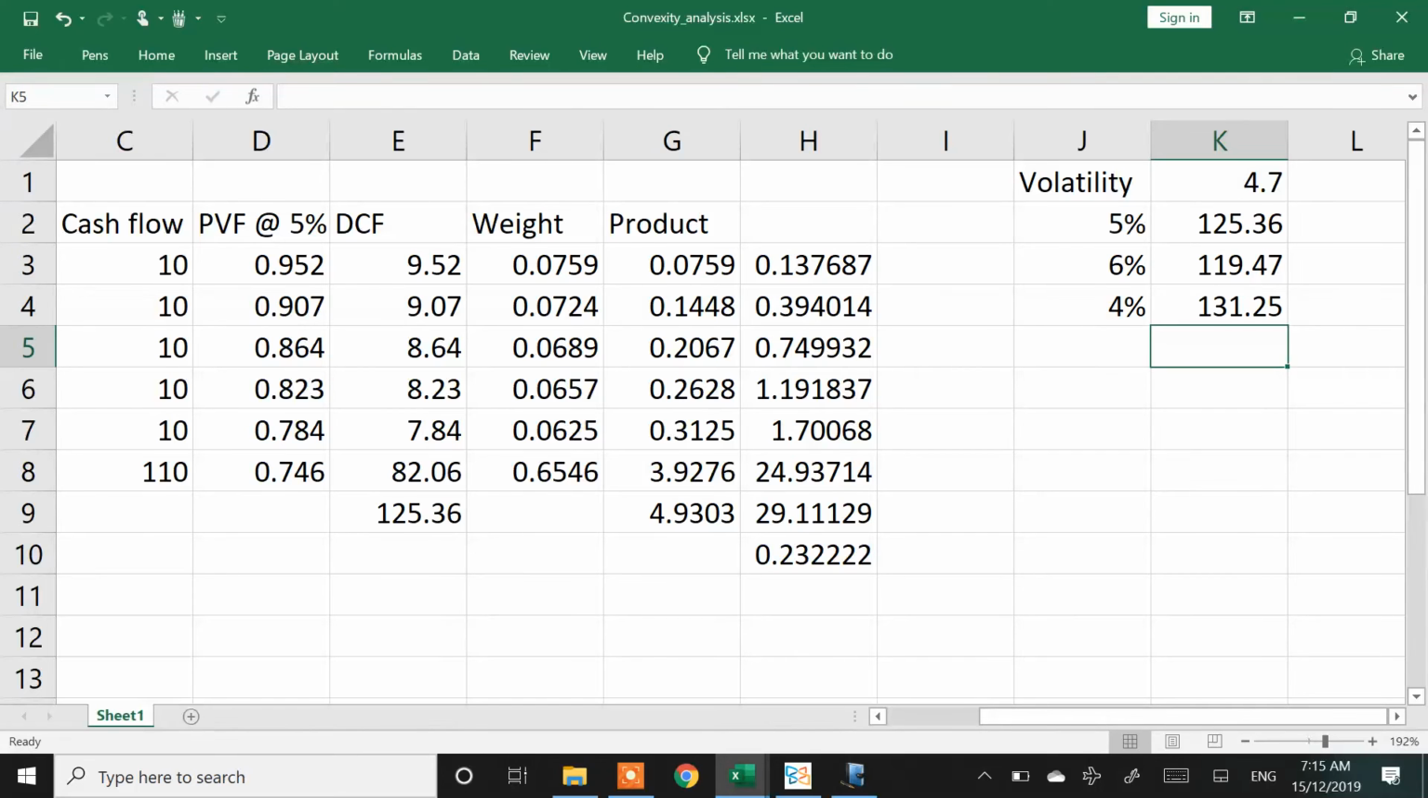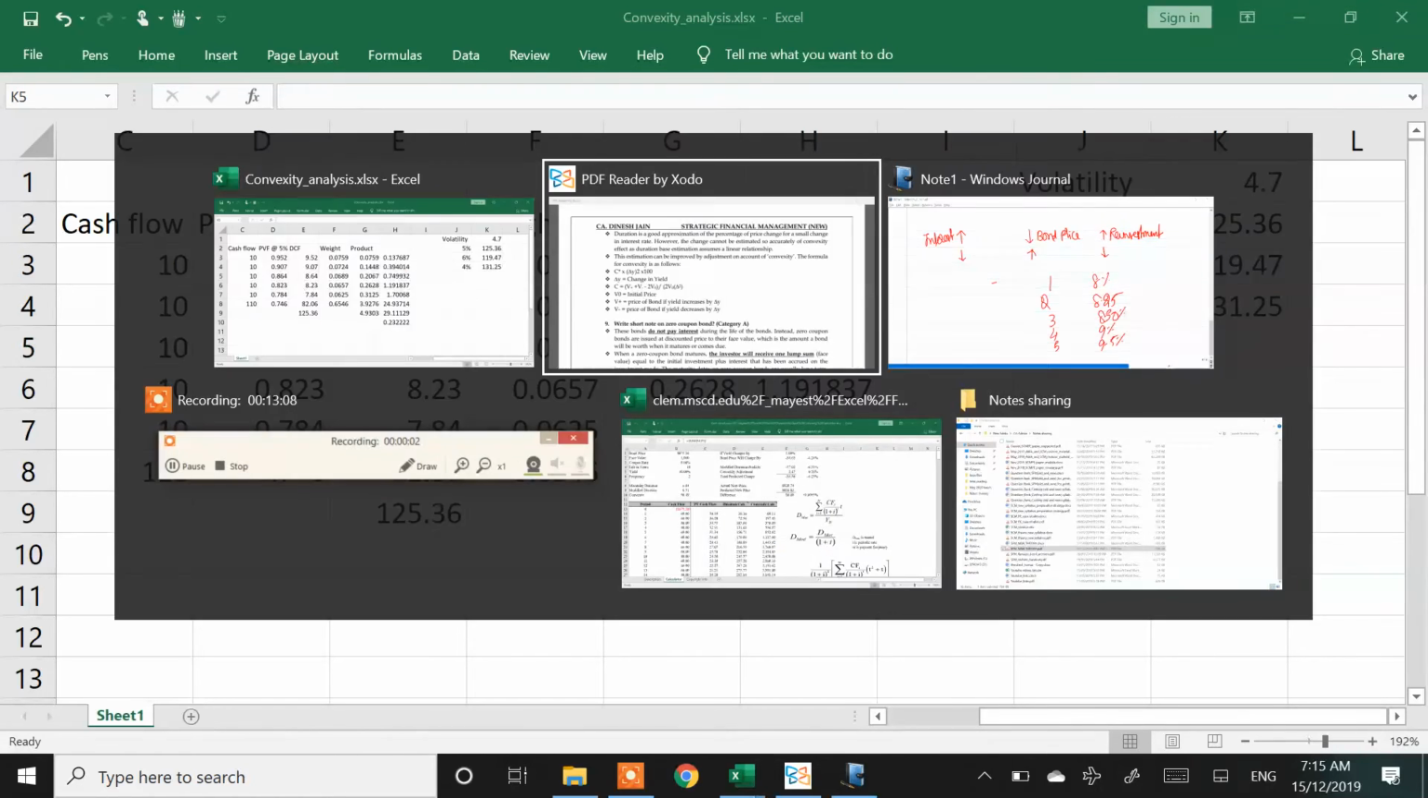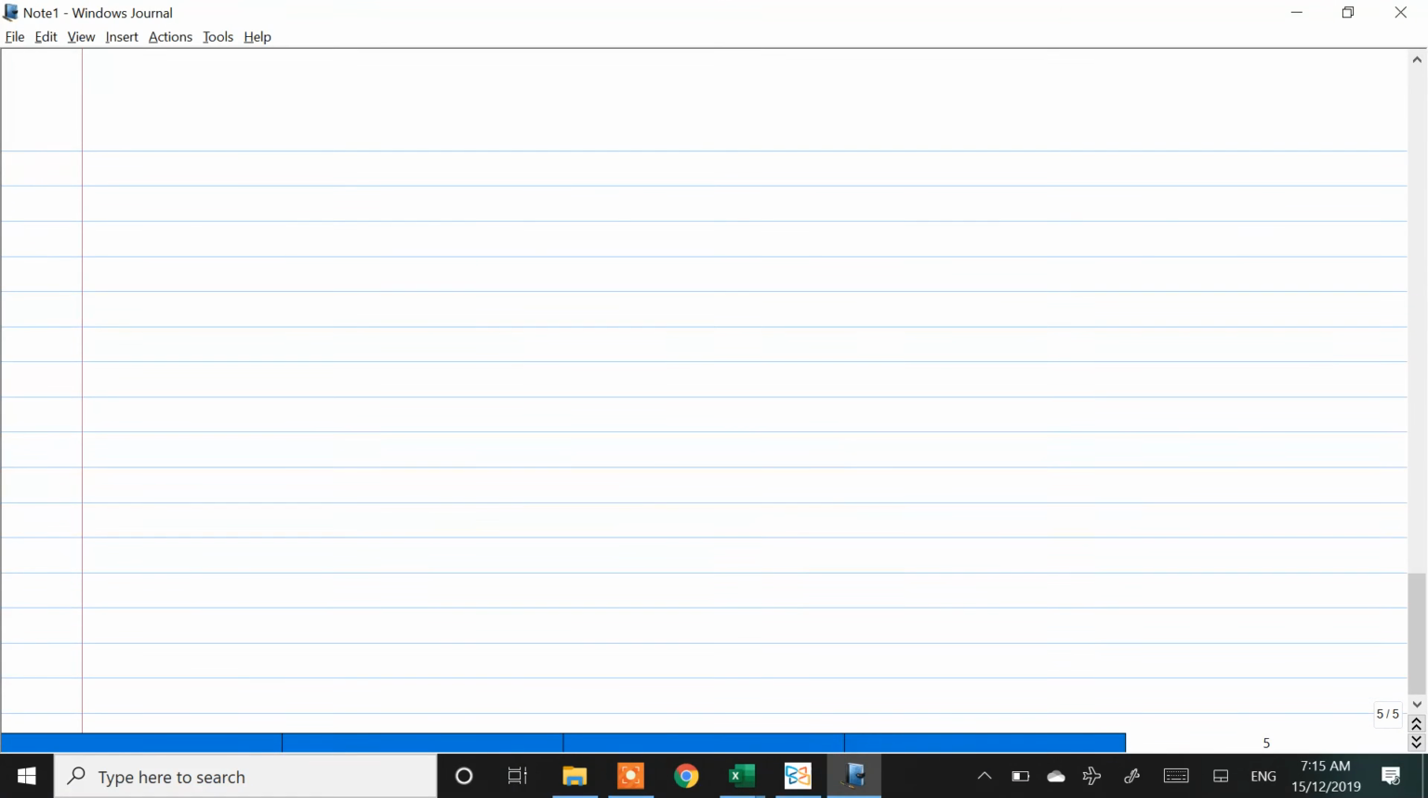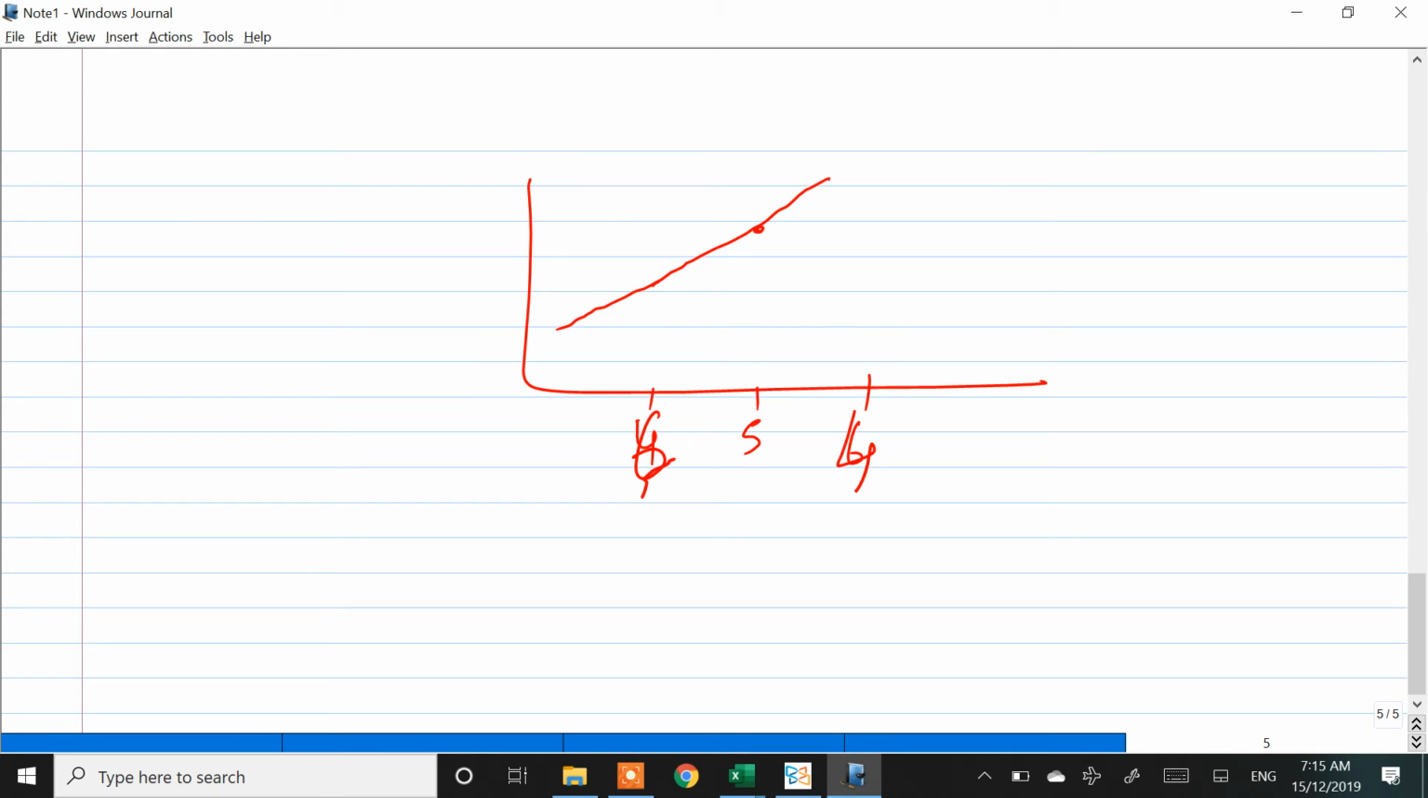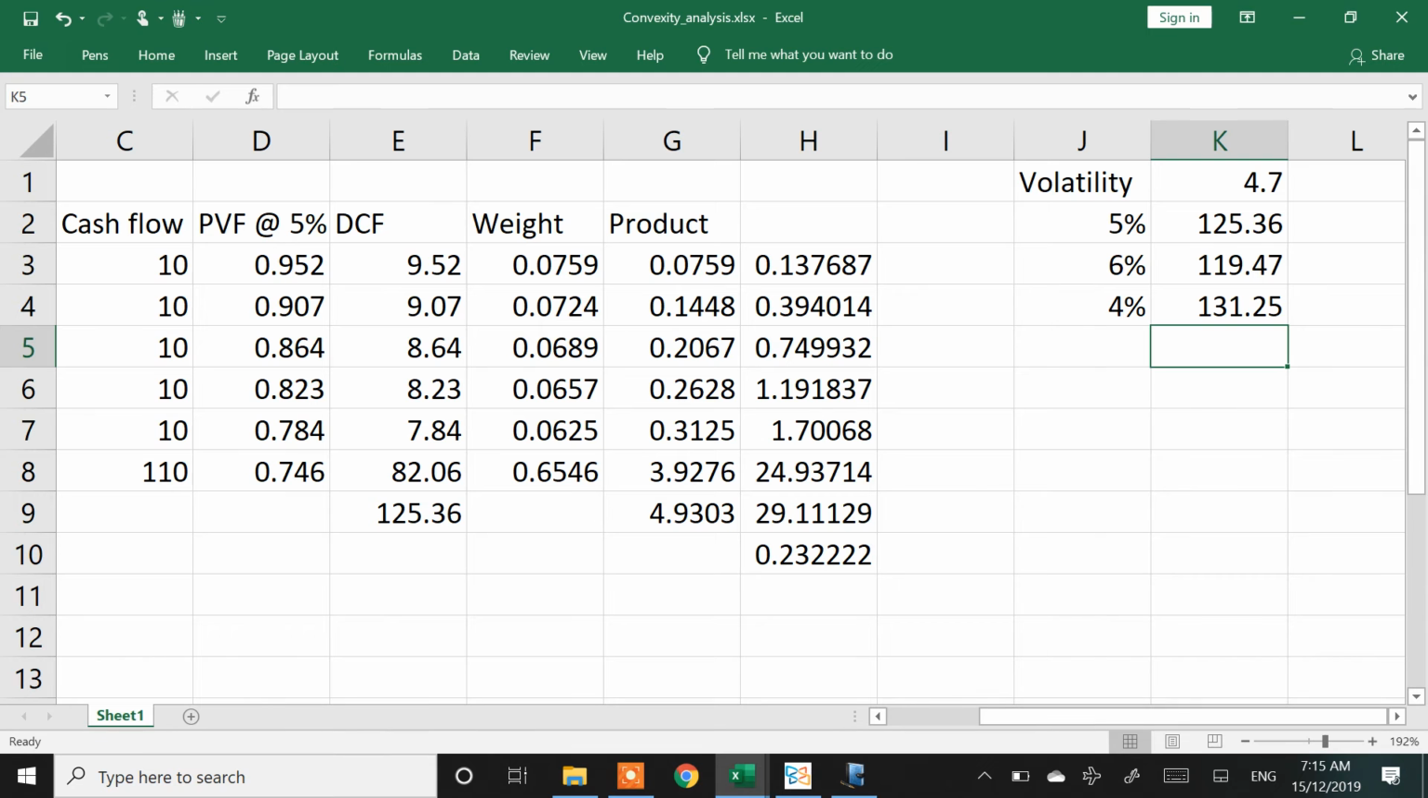Now this basically assumes a linear relationship. At 4%, 5%, 6%: at 5% the price was 125. Let's make 4% this side, 6% this side. At 4% it will be 131. As interest rates go up, it will be a straight line, because the percentage fall depends exactly on the change in interest rates. But in the real world, it doesn't happen that way, and there is a convexity adjustment to be done. To prove this, let me do it at 4%.